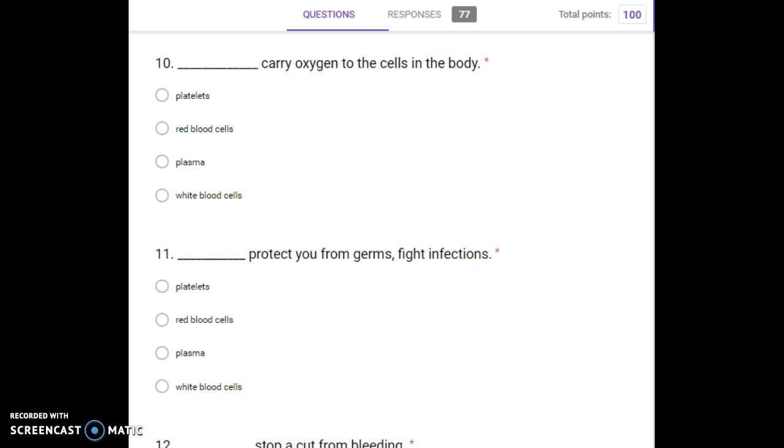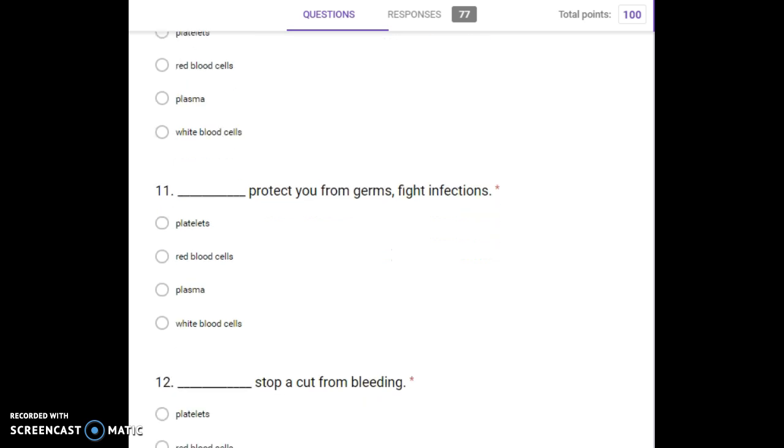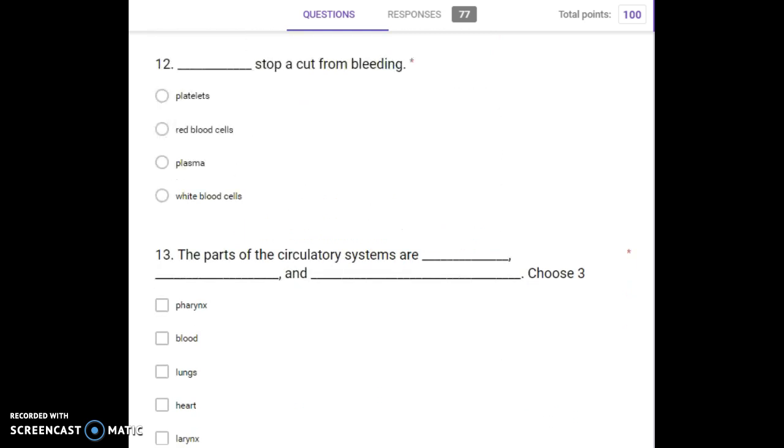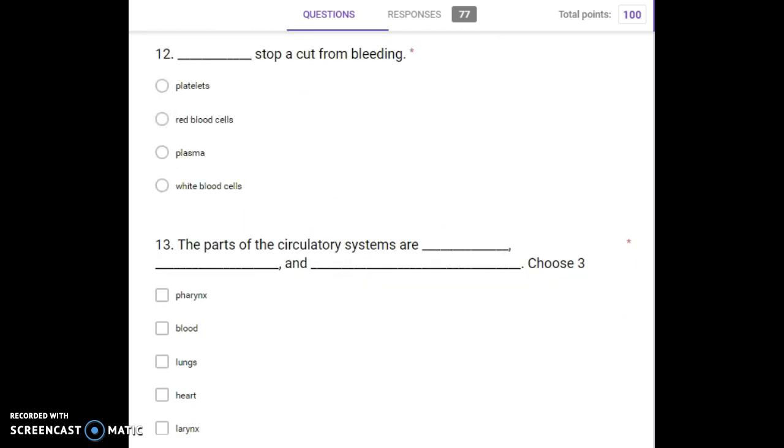Number 11. Blank protect you from germs, fight infections. Platelets, red blood cells, plasma, white blood cells. Number 12. Blank stop a cut from bleeding. Platelets, red blood cells, plasma, white blood cells.